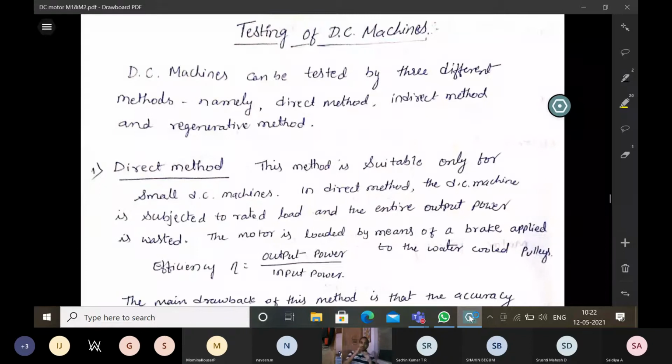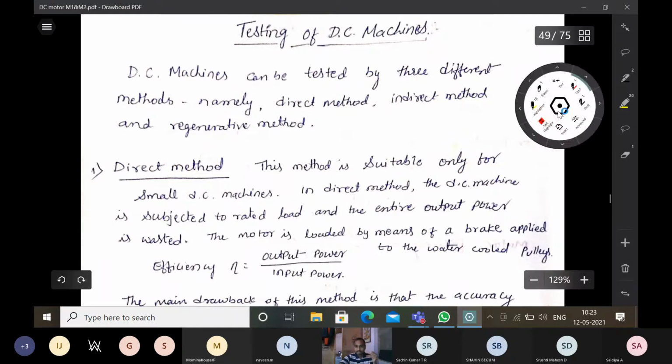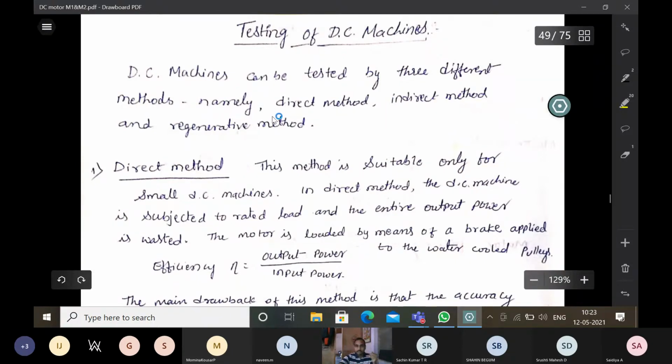So in the DC machine there are different types of tests. One is the direct method, another is the indirect method, and the third is called the regenerative method. There are three different methods.